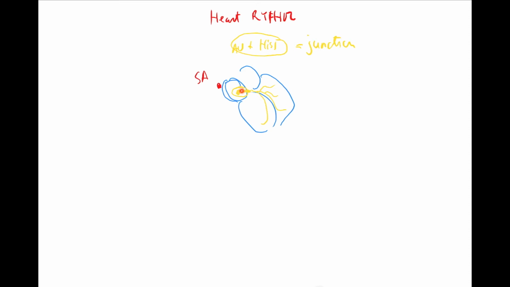But anyways, how is it with the pacemaker? How come the SA node is the pacemaker? What is its feature? Tell me. What is so important about the SA node? Why is it the drummer? Why is the SA node the drummer? Why?